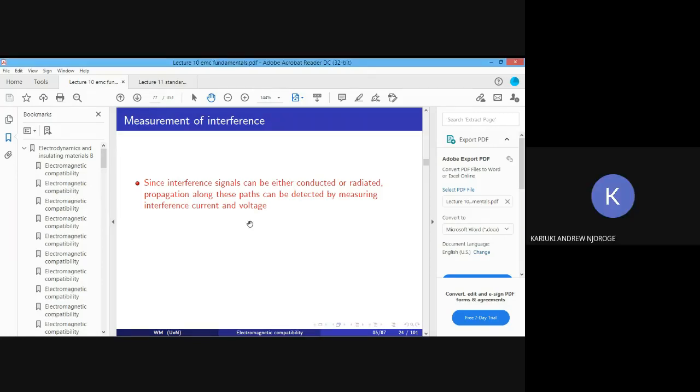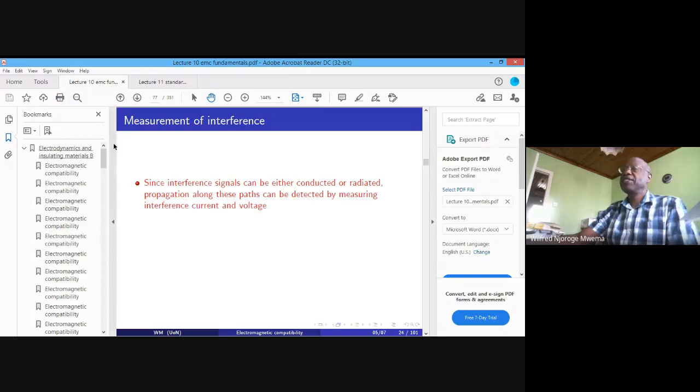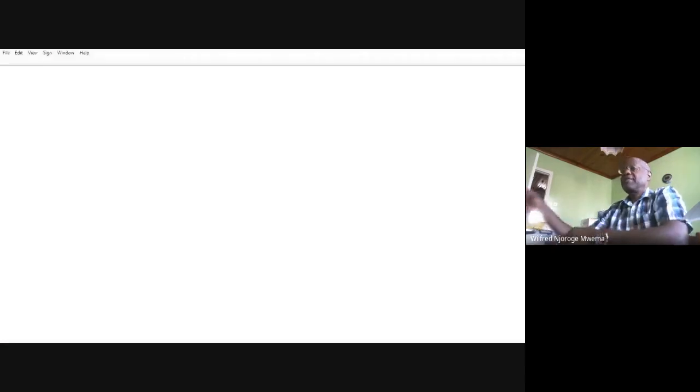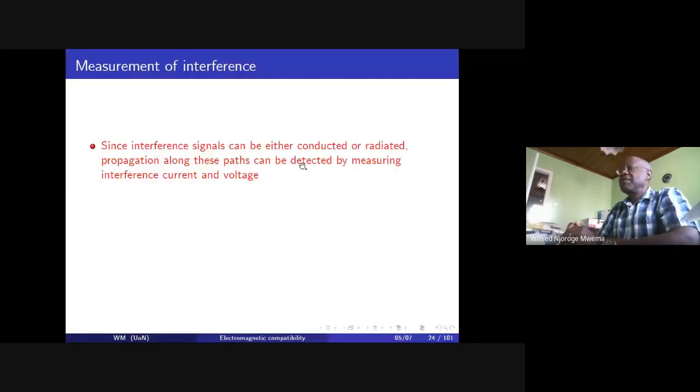Good morning. Now we'll continue from where we stopped yesterday, and we talk about the measurement of the interference signals. Since the interference signals can be either conducted or radiated, the propagation along the paths, that is the conduction path and the radiation path, can be detected by measuring interference currents and voltages.